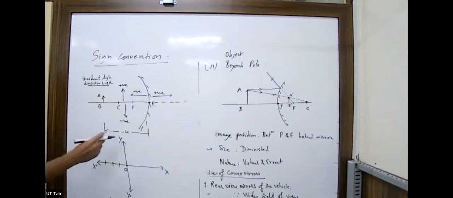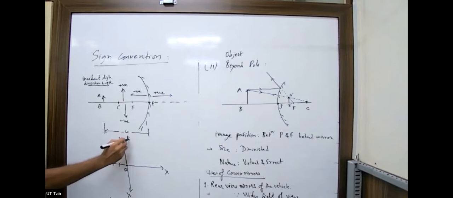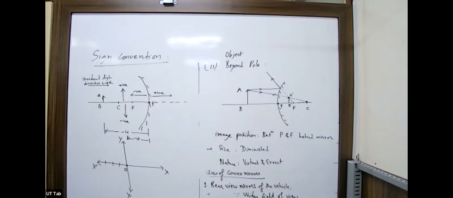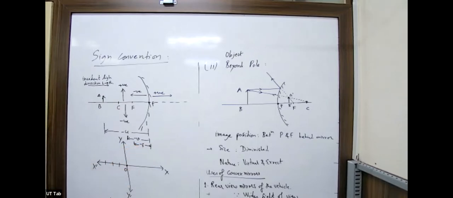Now, the object is here beyond C. Where is the image? Between C and F. What will be the image sign? That is also negative. Because the object was beyond C, the image forms between C and F, as we just did. So the image distance would also be negative. And what about the focal length? That also will be negative for a concave mirror because it is on the left.